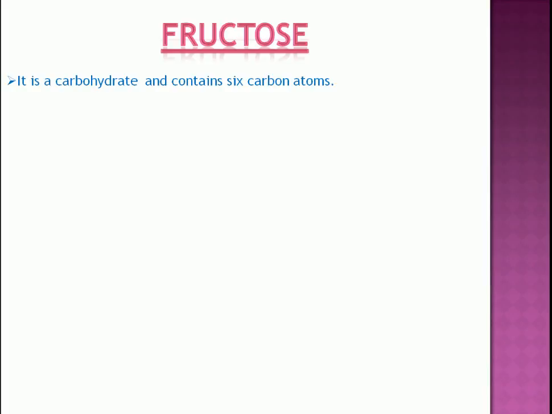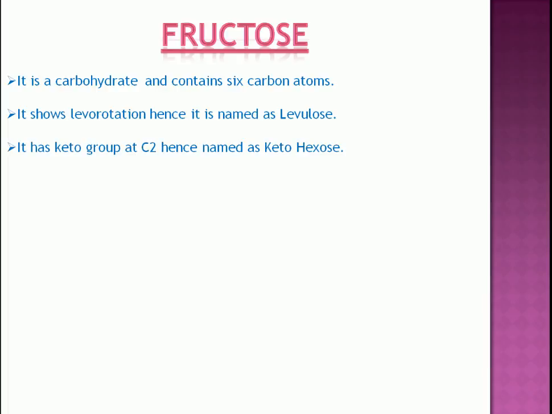Fructose. It is a carbohydrate and contains 6 carbon atoms. It shows levo-rotation, hence it is named levulose. It has a keto group at C2, hence it is named ketohexose. It has 3 asymmetric carbons.